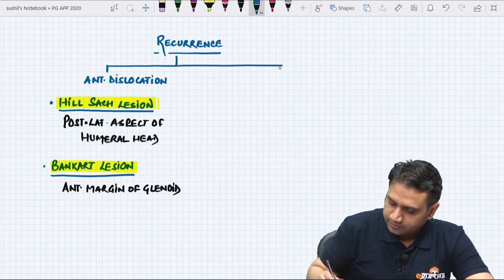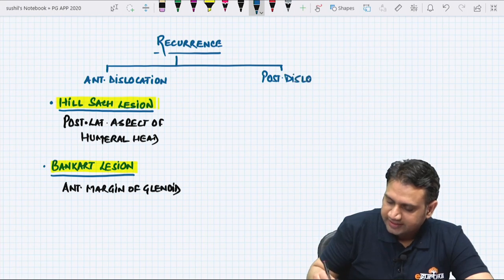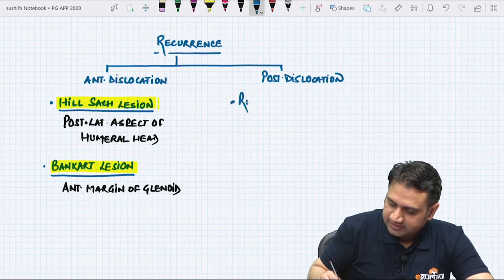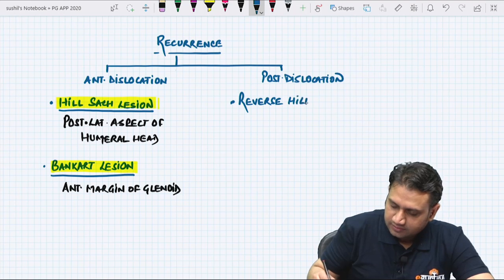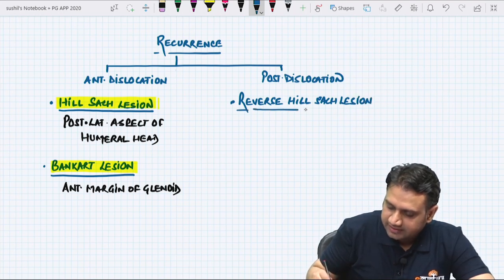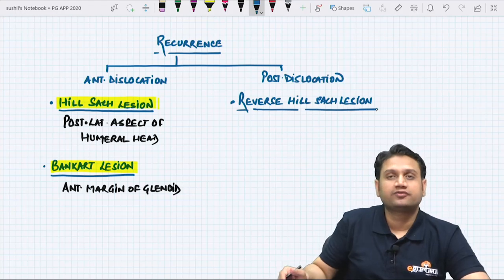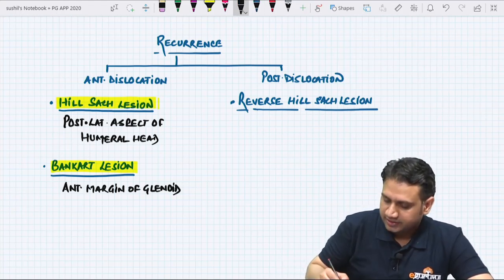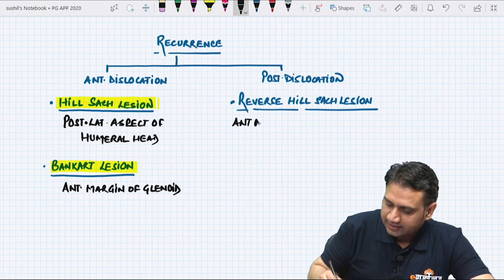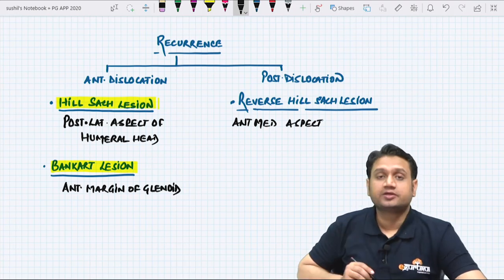When there is a posterior dislocation which goes with recurrence again and again, in this case we can see the reverse Hill-Sachs lesion. Obviously, when the Hill-Sachs lesion is on the posterolateral aspect of the humeral head, the reverse Hill-Sachs lesion is seen on the anteromedial aspect of the humeral head, right?